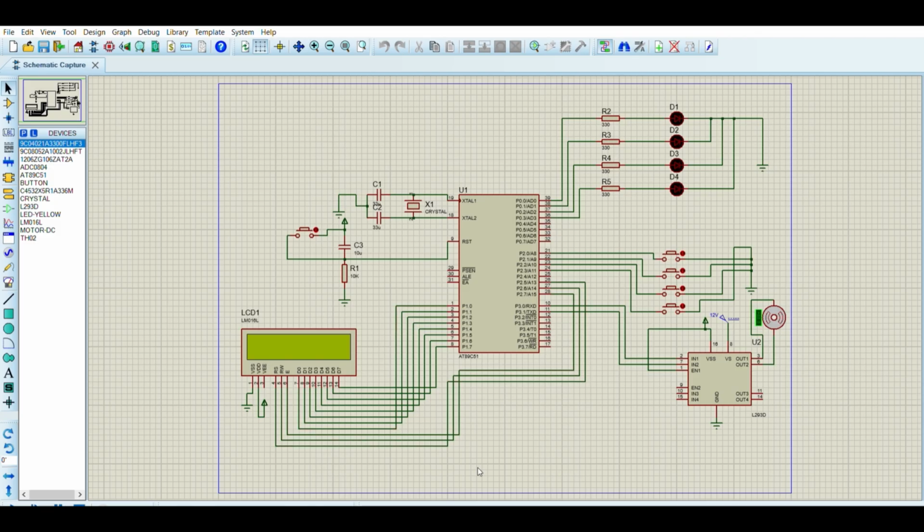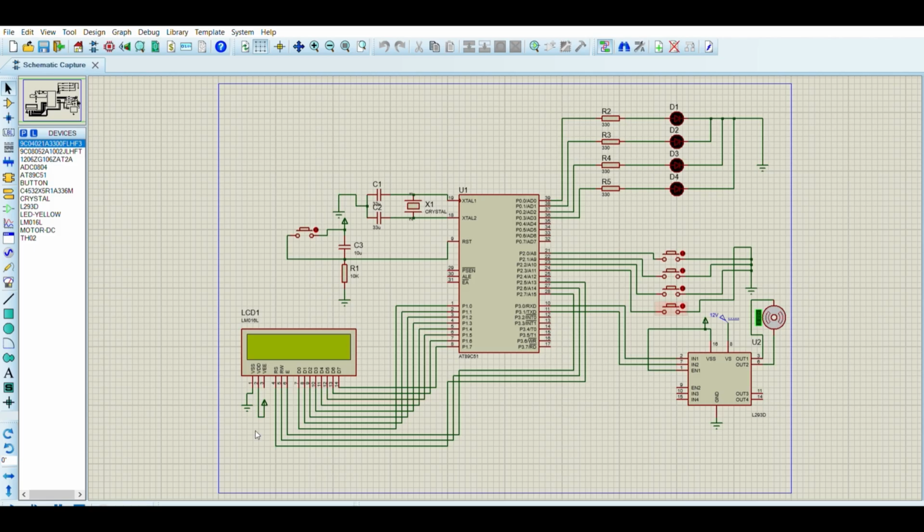The main components in this project include the microcontroller, 4 push buttons to simulate water levels, 4 LEDs as indicators, an LCD display and a DC motor. The push buttons represent water level sensors placed at 25%, 50%, 75% and 100%. When a button is pressed, it simulates that the water has reached that level.